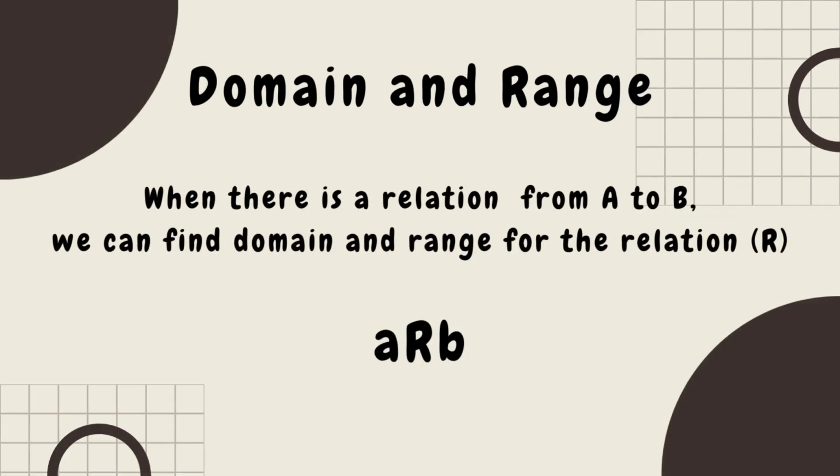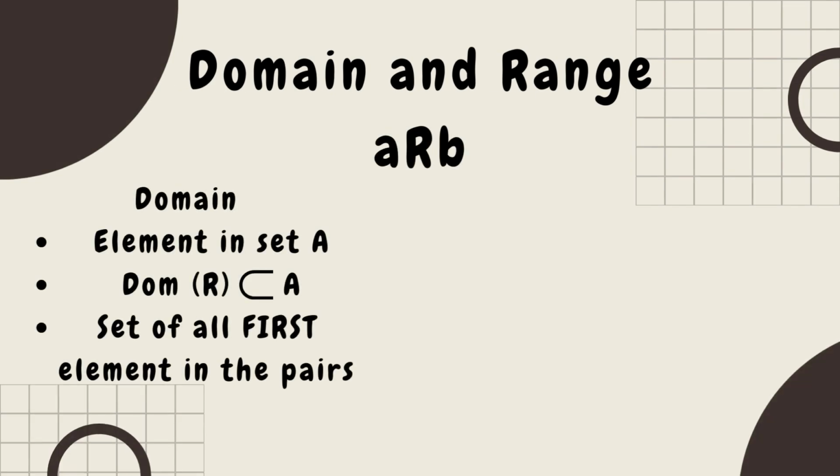Domain and range. When there is a relation from A to B, we can find domain and range for relation R, A related to B. So let's start with the domain. First, element in set A. The domain consists of all elements that are part of the set A. This means that if an element is in the domain, it must belong to set A. Second, mathematically, this is represented as domain of R subset of A, which means that the domain of the relation R is a subset of A. Every element in the domain is taken from set A.